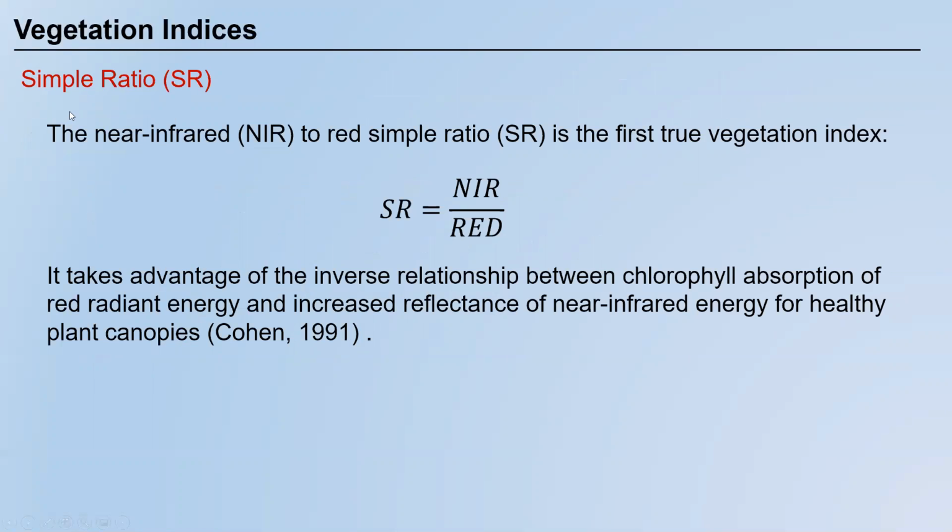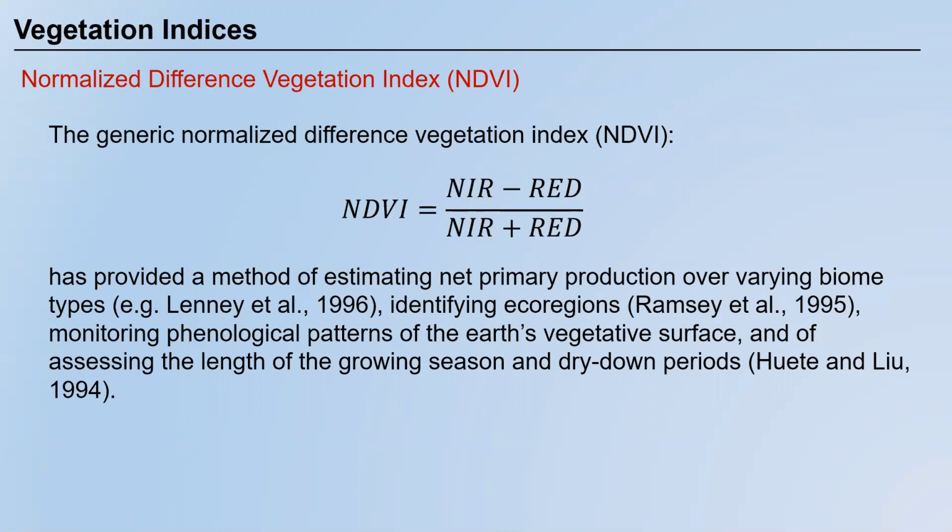simple ratio. The near infrared to red simple ratio is the first true vegetation index. It's simply the ratio between near infrared and red, because vegetation has very high reflectance in the near infrared band and low reflectance in the red band. So the higher the abundance, the higher the SR value.